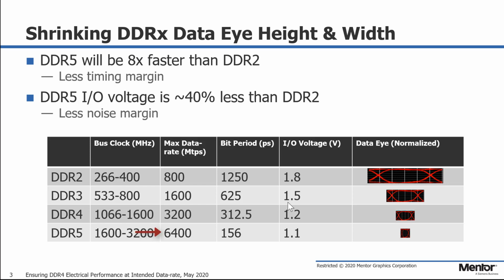Comparing DDR5 maximum data rate to DDR2, it is 8 times faster, which means the bit periods are shrinking, translating to less timing window to work with. The I/O voltage for DDR5 is also 40% less than DDR2, which means you will have less noise margin to work with. You can see the shrinking of the eye size from DDR2 to DDR5 visually here in comparison.